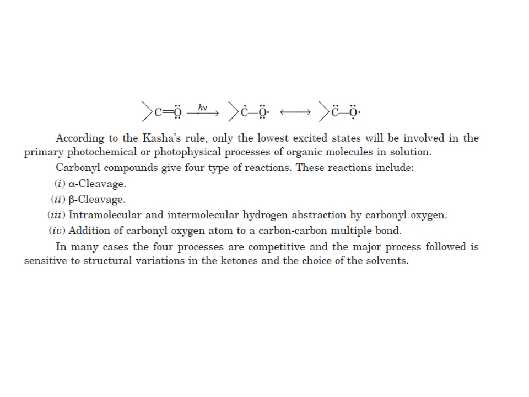The carbonyl compound gives four types of reaction. These reactions include: number one, alpha cleavage; number two, beta cleavage; number three, intramolecular and intermolecular hydrogen abstraction by carbonyl oxygen; and number four, the addition of the carbonyl oxygen atom to a carbon-carbon multiple bond to produce a four-membered cyclic intermediate. In many cases, these four processes are competitive, and the major process followed is sensitive to structural variation in the ketone and the choice of solvent used.